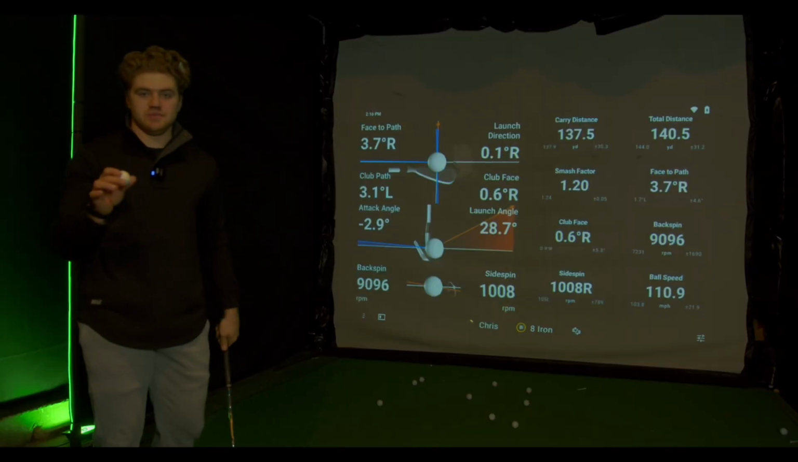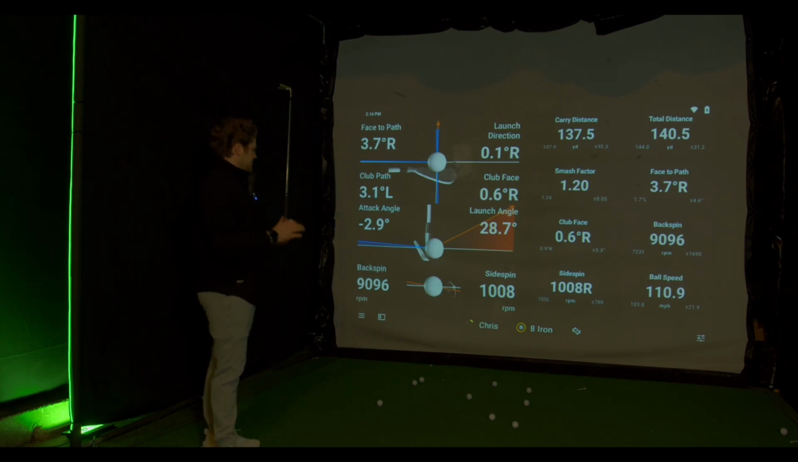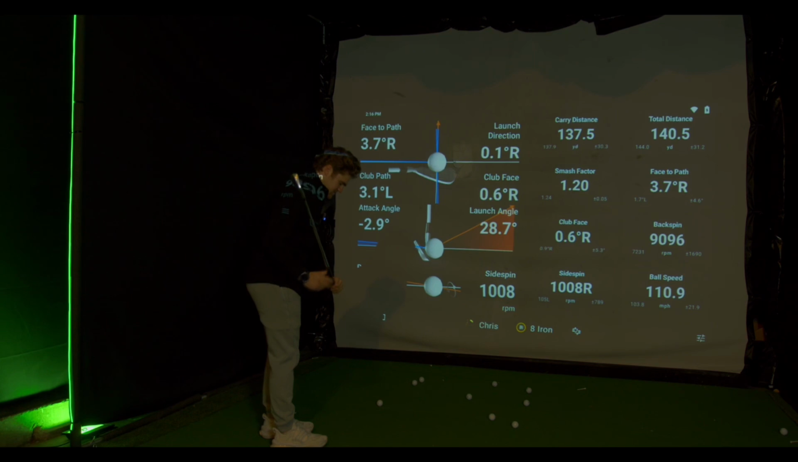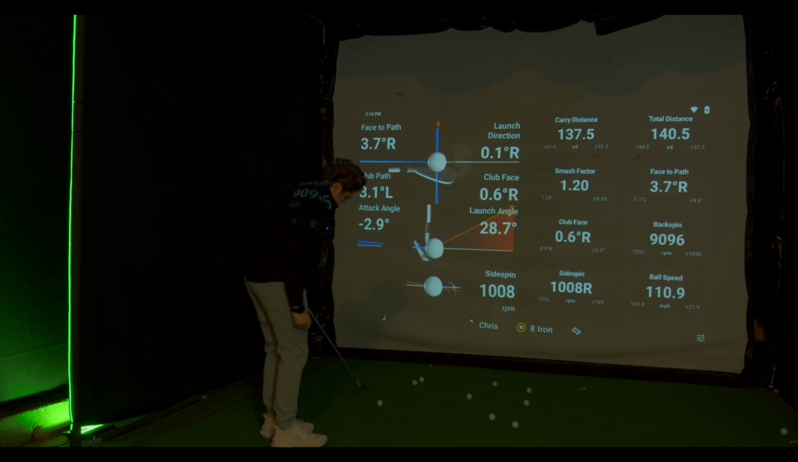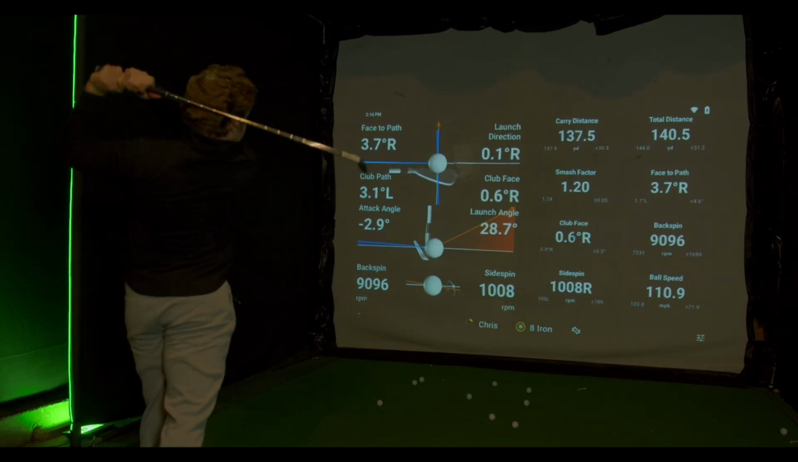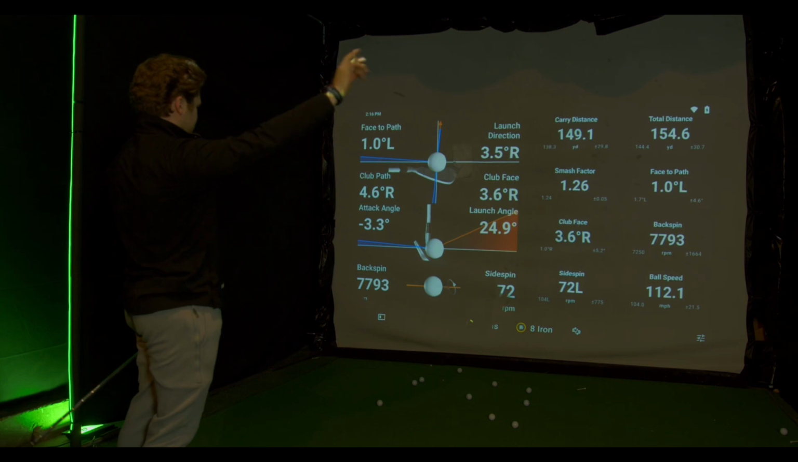And so now let's do something where, let's try to hit draws, trying to hit fades. I'm just gonna try to push a shot. So I'm gonna go an out to in to out path. So it's in to out, and I'm gonna keep the club face open, and it should push right. 4.6 right, club face angle, 3.6 right.